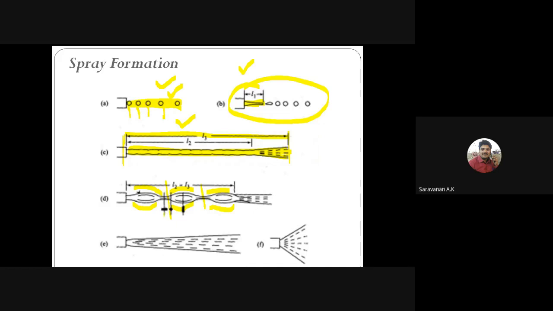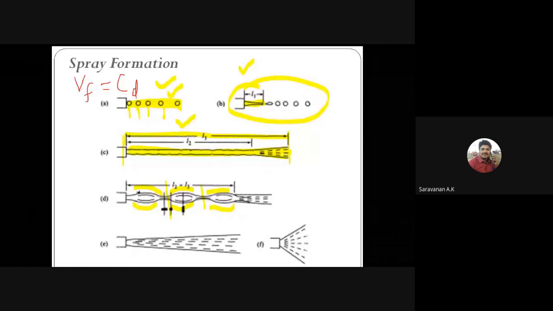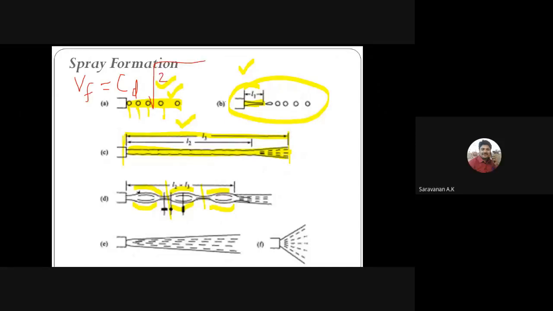Here the velocity of the fuel, that is the velocity of the flow, is around 400 meters per second. The velocity of flow is calculated by the formula vf equals CD times... What is the CD value? You may have studied it in fluid mechanics. What is CD? Convergent divergent nozzle, sir. CD is the coefficient of discharge.